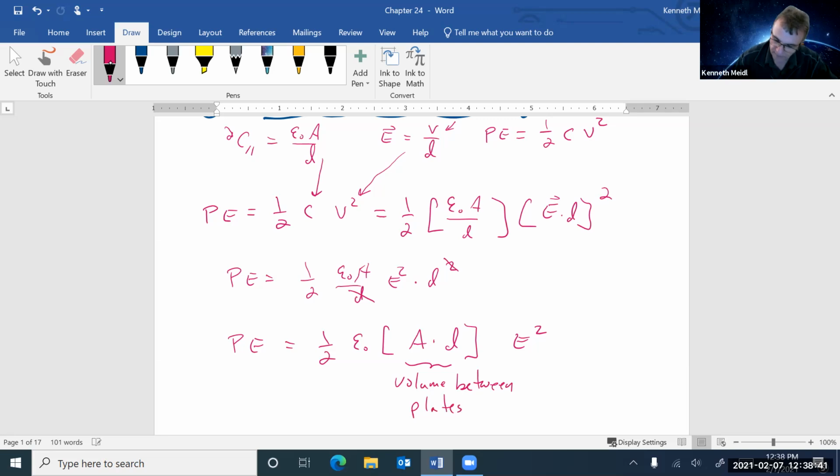And I think most physicists are going to recognize that the potential energy has something to do with the volume between the plates. And for any capacitor, the potential energy stored there will always go as E squared. That's pretty normal to see: the potential energy always going as the electric field somehow squared. That typically plays out for any type of configuration that you build here.